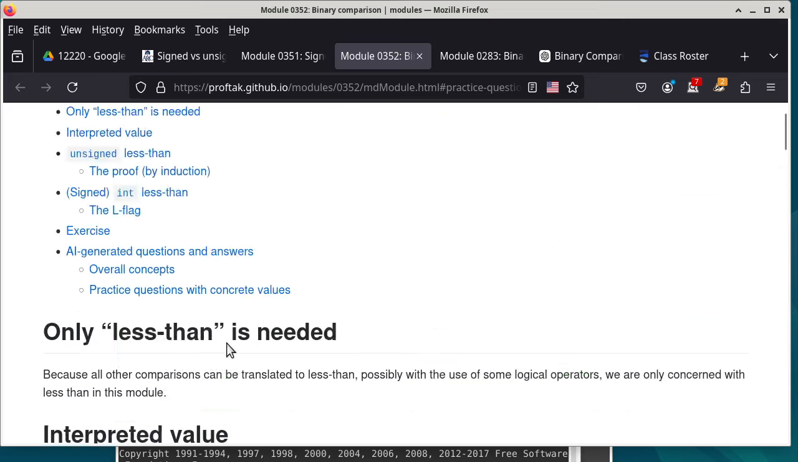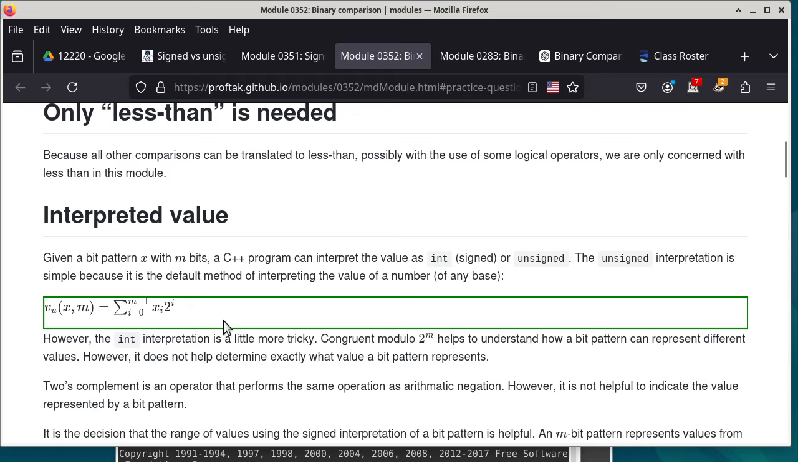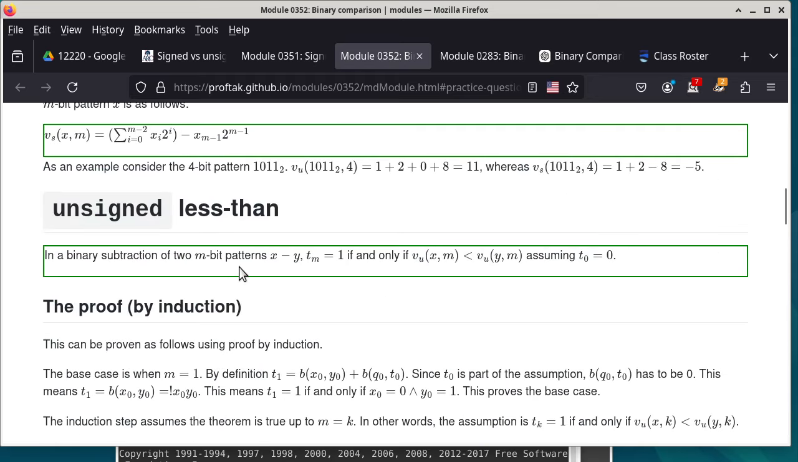And then for unsigned, it is even easier, because for unsigned interpretation, this is what we use to determine whether X is less than Y. We just look at T of M, the most significant bit of the borrows, and that will tell us whether X is less than Y unsigned. All right. So today's lab is really just using all of this stuff here.